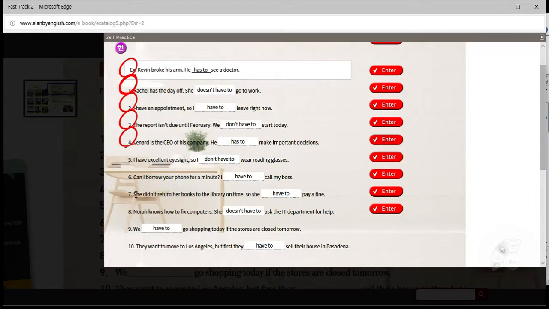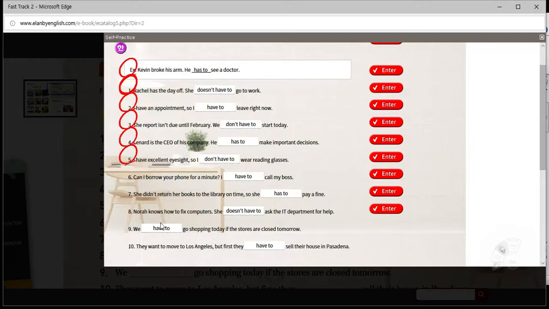Number 7, she didn't return her books to the library on time. So she returned them after the due date, or maybe not at all. So she didn't return them on time. Therefore, she has to pay a fine. This is something she has to do, something necessary. So have to shows necessity, but we're talking about a third person. She has to. Number 7, good.